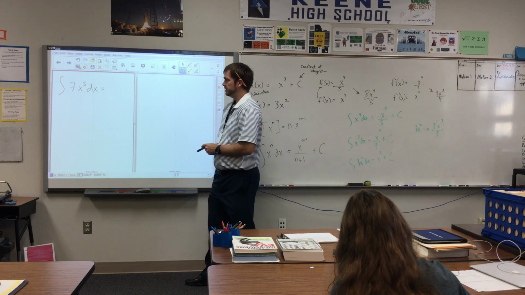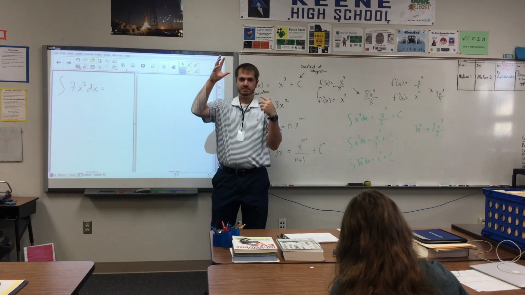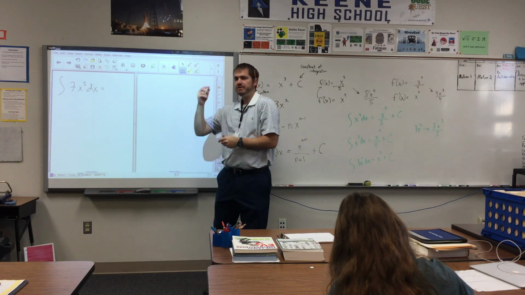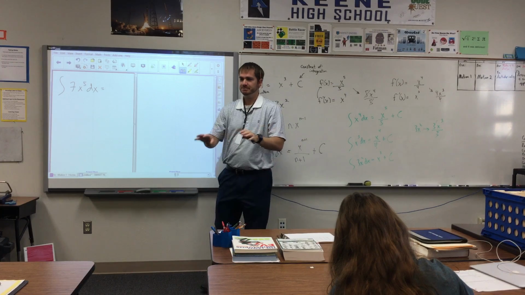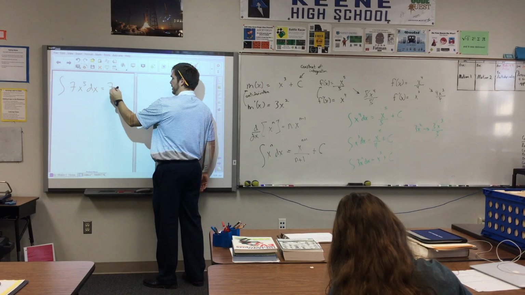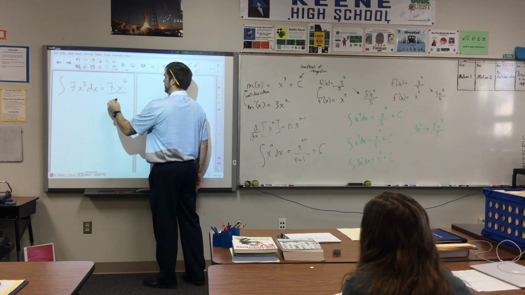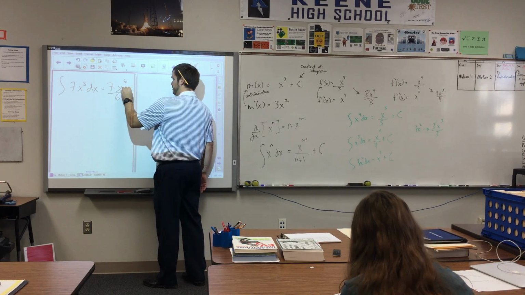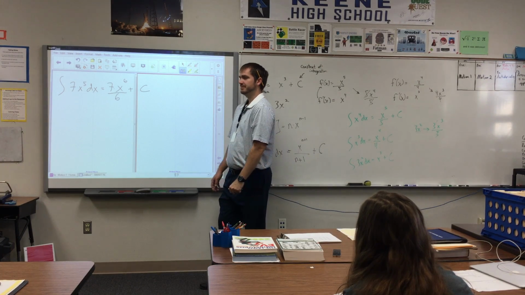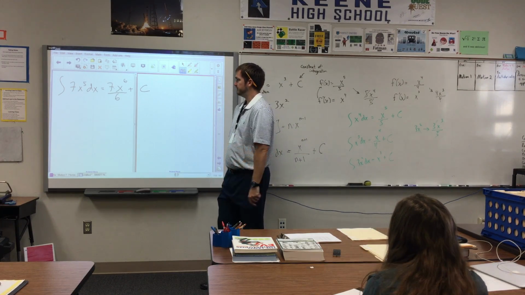When I first started doing this, my brain went crazy because I'm so used to taking the derivative, 35x to the 4th. Nope, that's not what it is. It's going to keep that 7, and then x to the 6 all over 6, plus c. You're almost tempted to put the 7 as the new exponent or something. Nope.